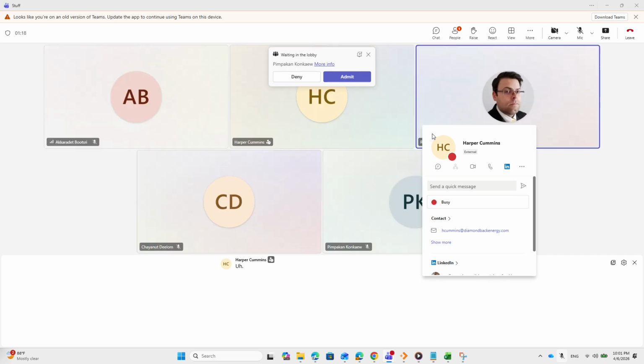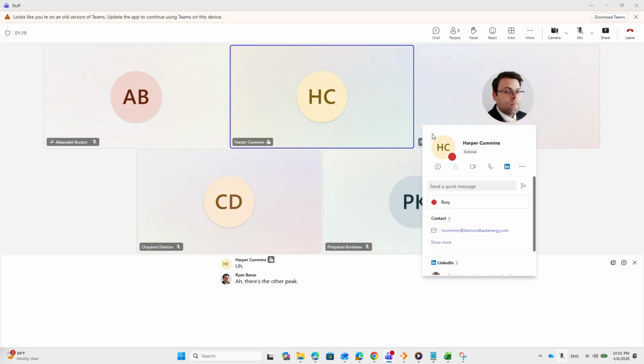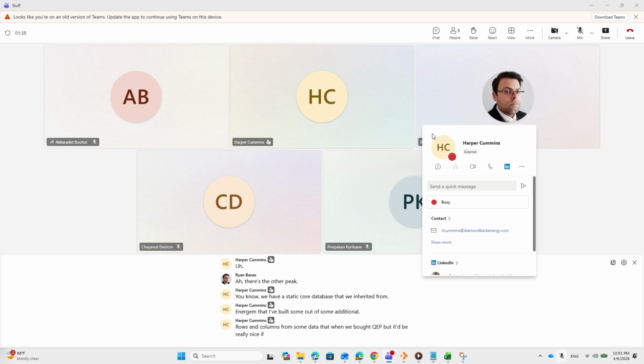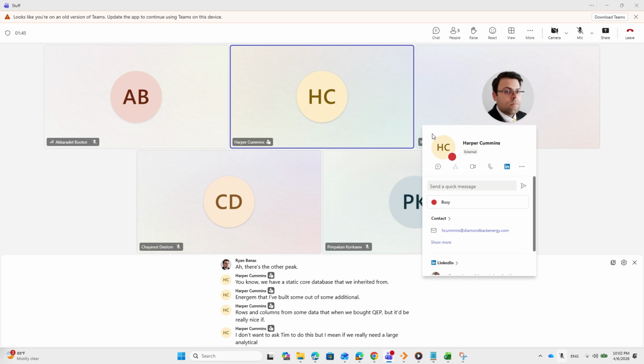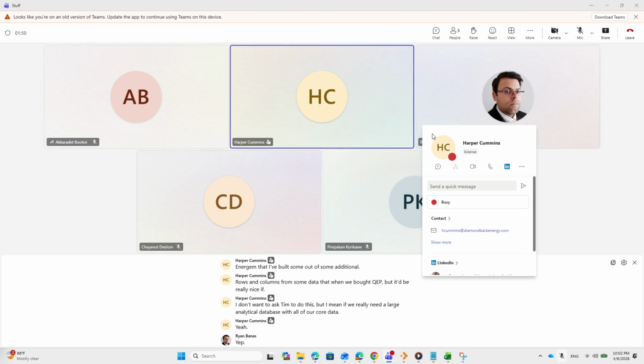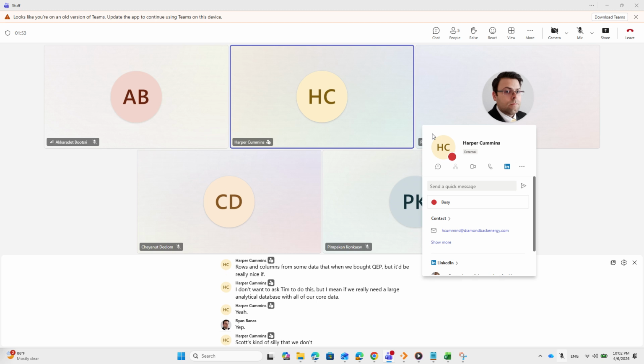There's the other piece. We have a static core database that we inherited from Energen that I've added some additional rows and columns to, from some data when we bought QEP. But it'd be really nice if, I don't want to ask Tim to do this, but we really need a large analytical database with all of our core data. Yep.